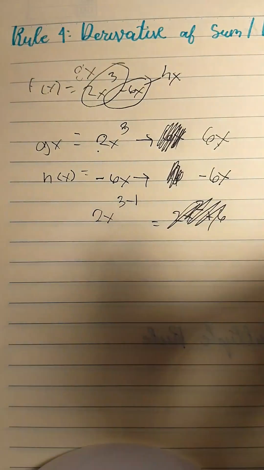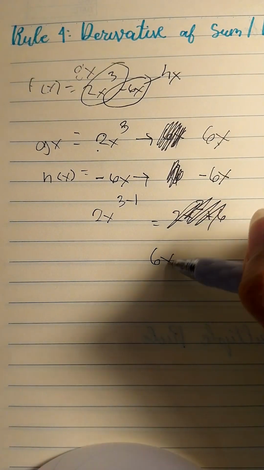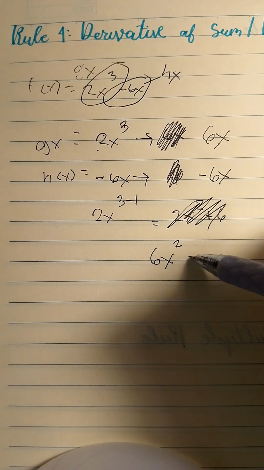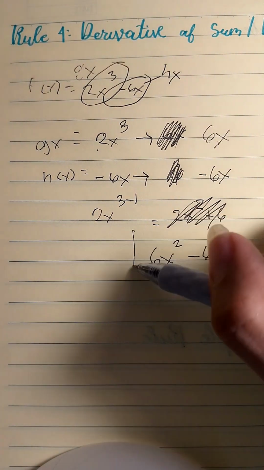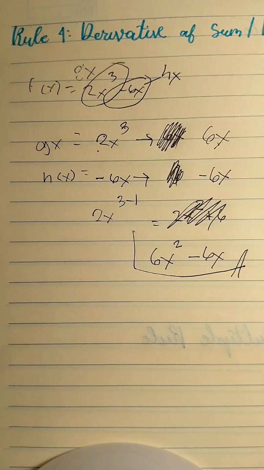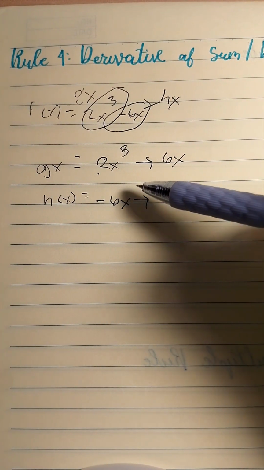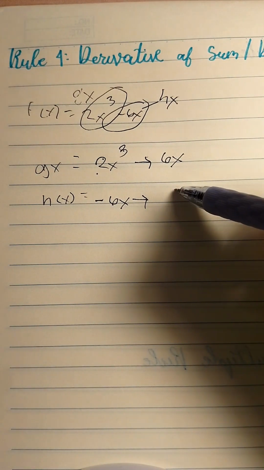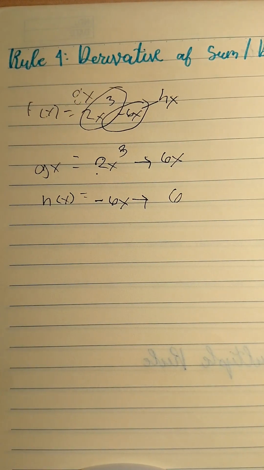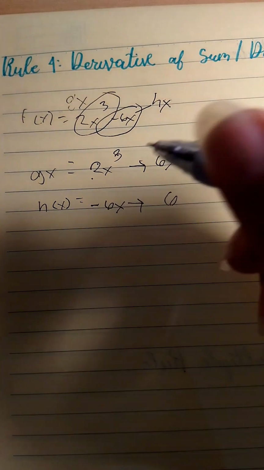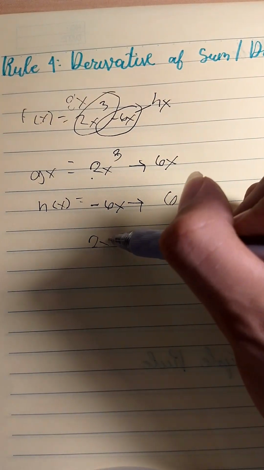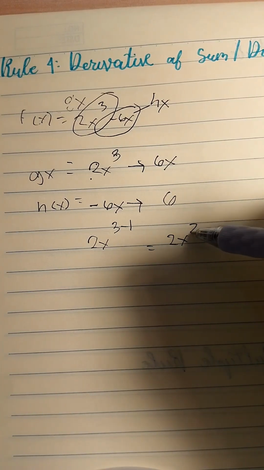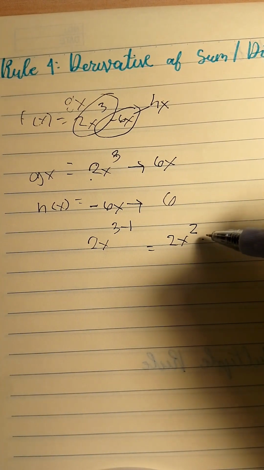So our answer is 6x, 3 minus 1 is equal to 2. So 6x squared minus 6. This is our final answer. Since negative 6x has an invisible 1, 6x times 1 is equal to 6. And that's our answer. So we need to copy 2x, 3 minus 1 is equal to 2x squared, plus 6.